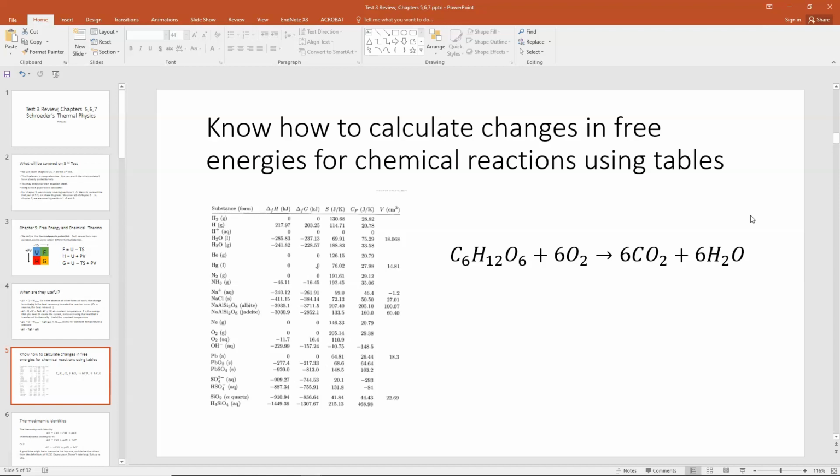And so basically, remember that you have a Gibbs free energy of formation for each of these molecules here. And then to find the delta G for the reaction as a whole, you do the delta G for the products minus the delta G for the reactants. So it's basically delta G for the right-hand side minus delta G for the left-hand side. And that gives you delta G for the reaction as a whole.